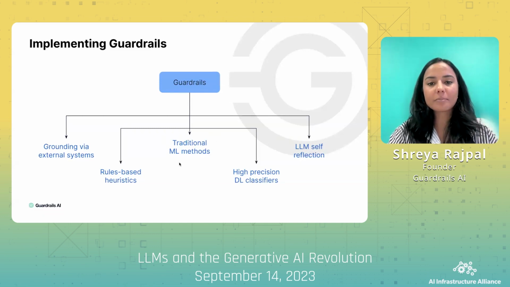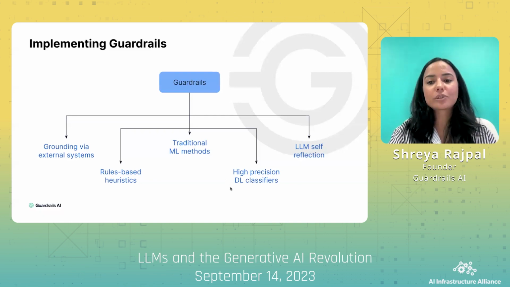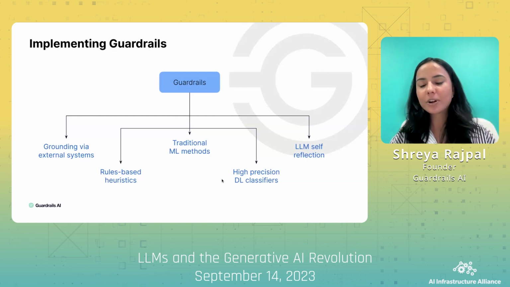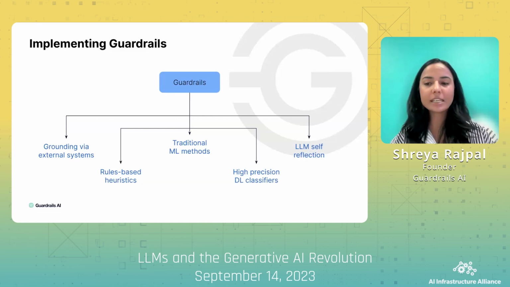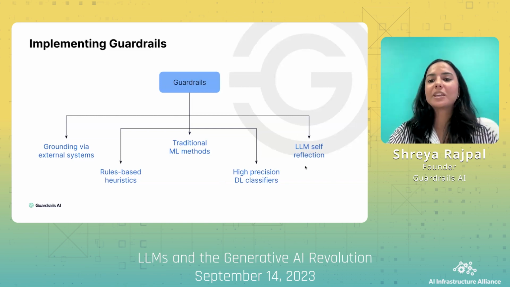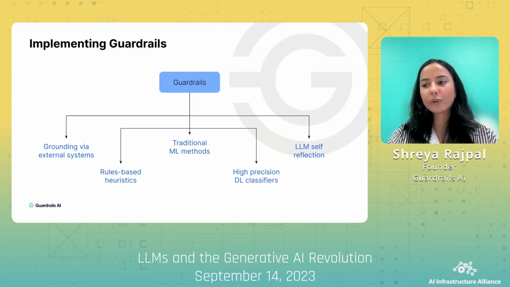Another way to implement a guardrail may be using traditional machine learning methods, so creating decision trees, et cetera, that tell you whether an output is acceptable for a specific application or not. You can also train very high precision deep learning classifiers. This is different from a traditional machine learning method because these models are deep learning neural networks. They're typically pretty powerful and performant, but they're still much smaller than models like ChatGPT or any of the commercial LLMs. And then finally, you may use the LLM itself as a way to evaluate whether the output is correct for an application.